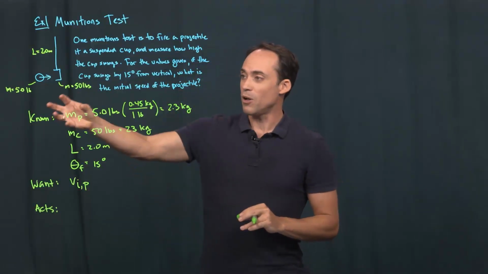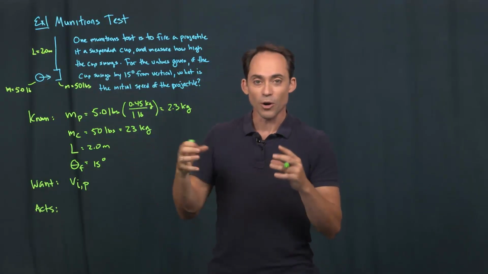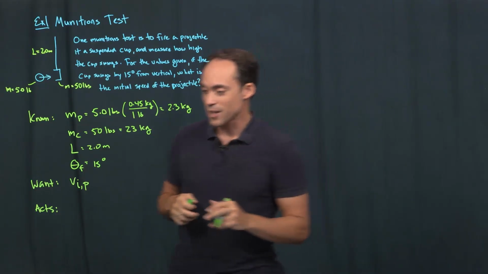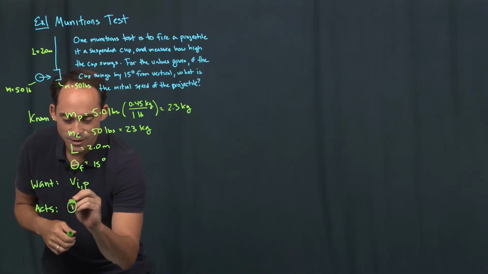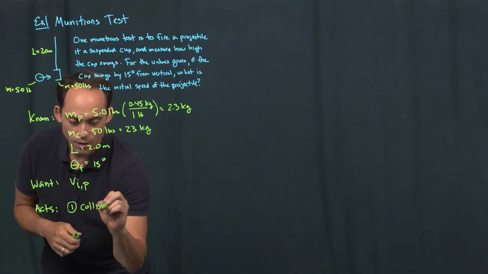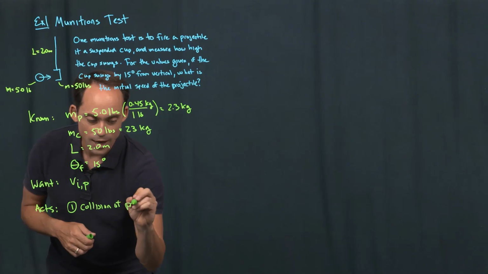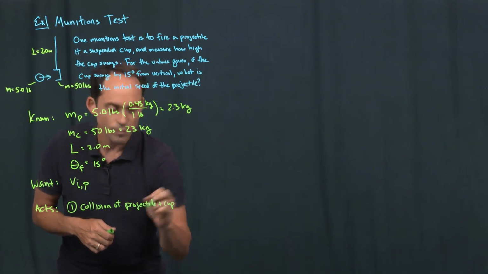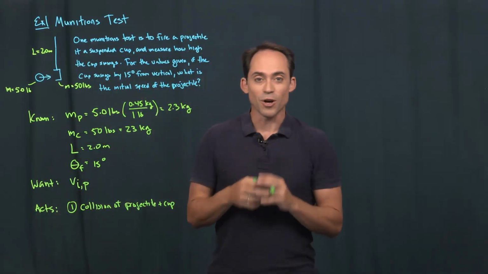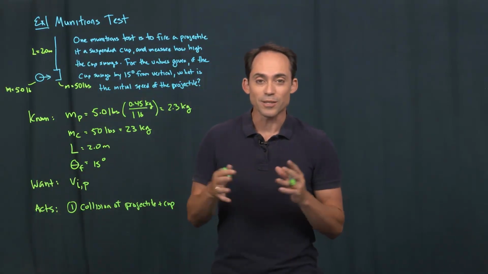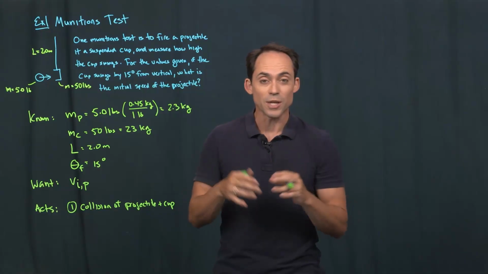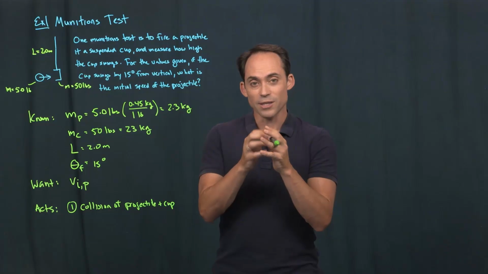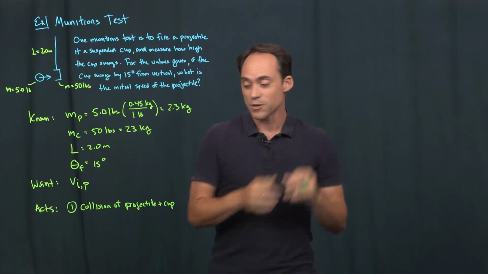The first one is when the ball collides with the cup, all right? There is a convergence of the system there. And so that's kind of the first act, is the collision of projectile and cup. Of course, the forces involved in that collision may be hard to discern, but let's assume that we don't have to worry about that because we can treat it as a system and not worry about the internal forces.